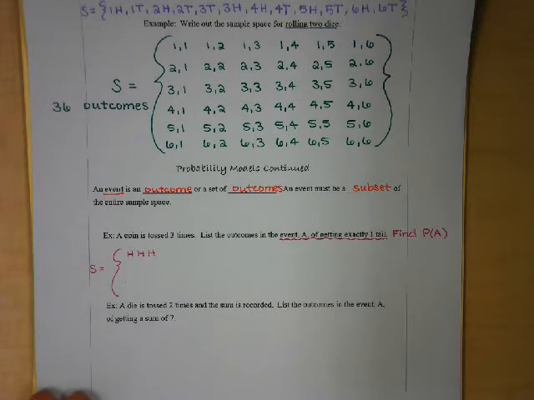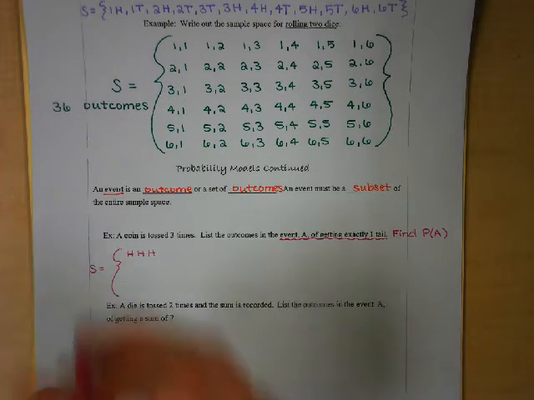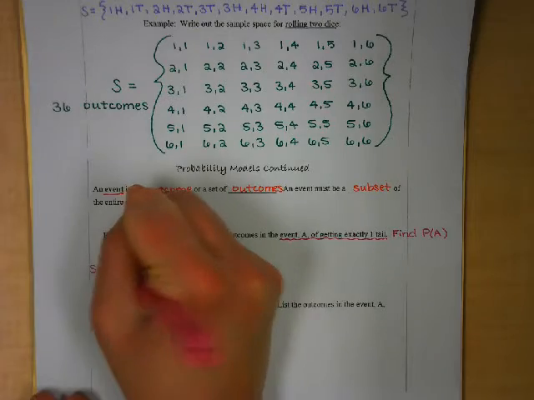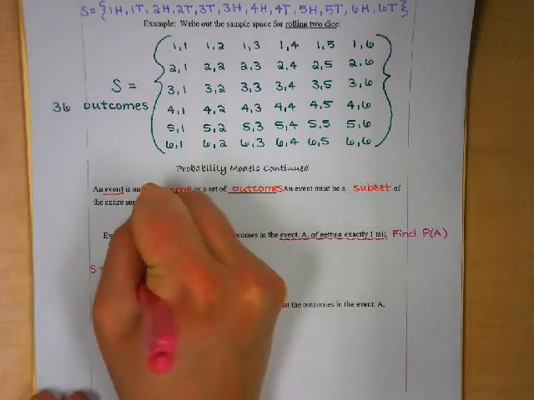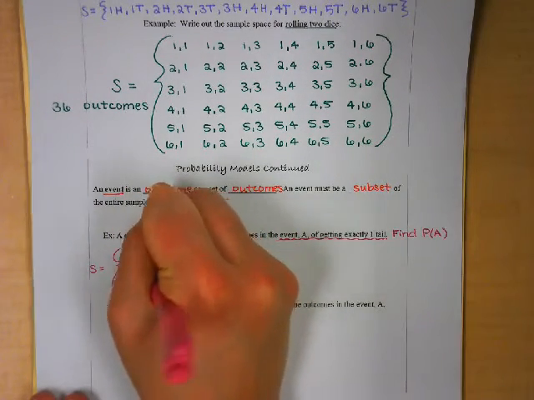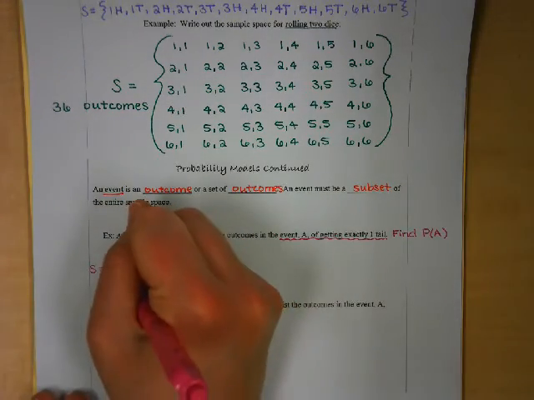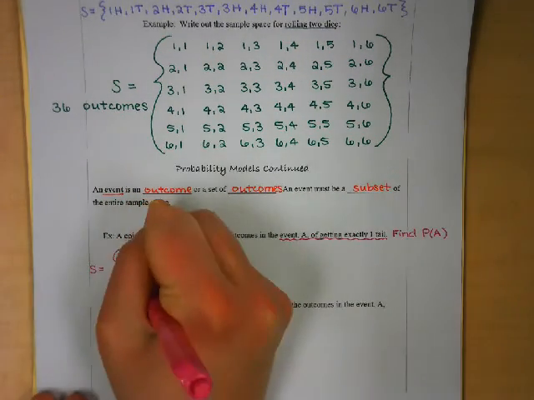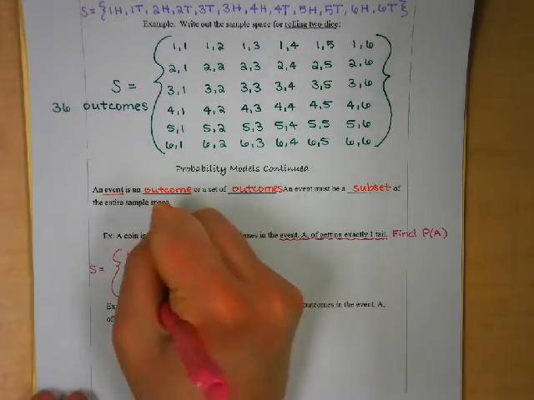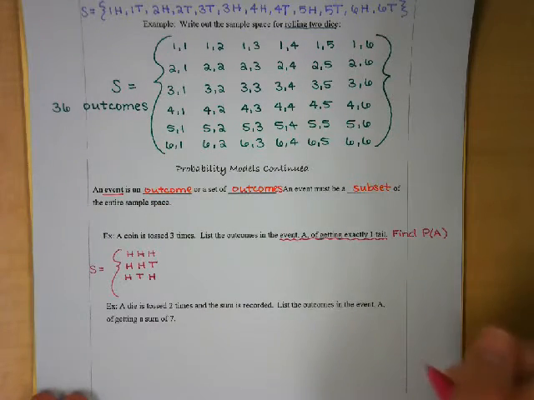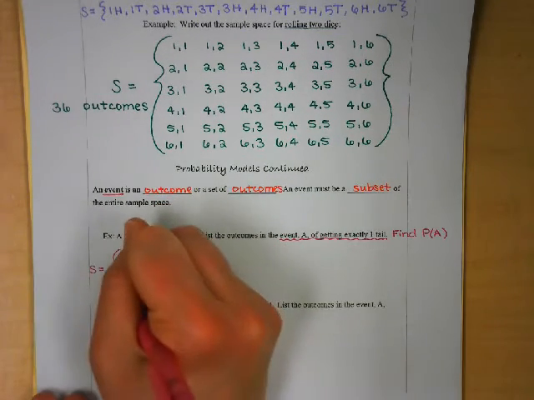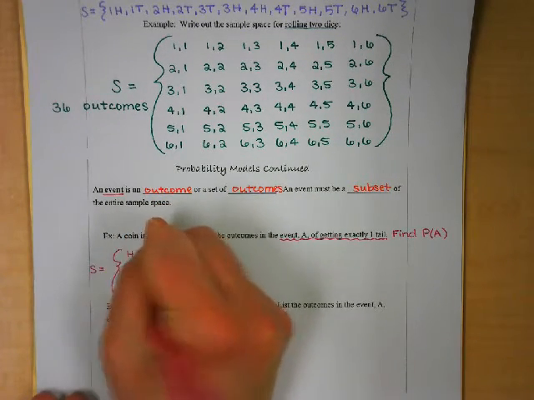I can get 2 heads and 1 tail. And I could get that by heads on the first 2 tosses and tails on the 3rd toss. Or I could get heads on the first, tails on the second, and heads on the 3rd. Or I could get my tail first, followed by 2 heads.